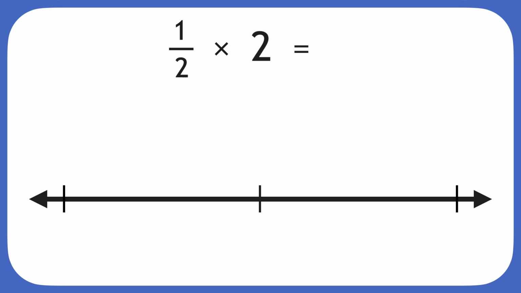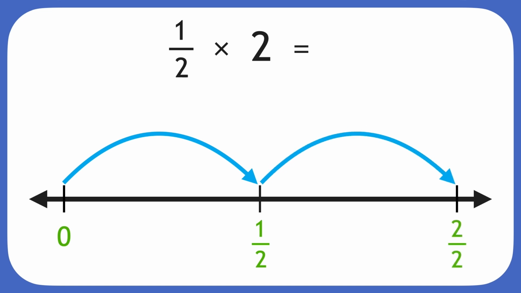Counting forward from 0 to 1/2 one time shows 1/2 times 1, which equals 1/2. We want to know 1/2 times 2, so by counting forward again by 1/2, the result is 2/2. So by using our number line, we can see that 1/2 times 2 equals 2/2, which is really just one whole. Okay, I think we're ready for more examples.